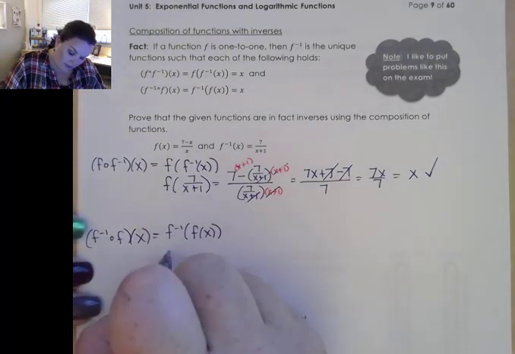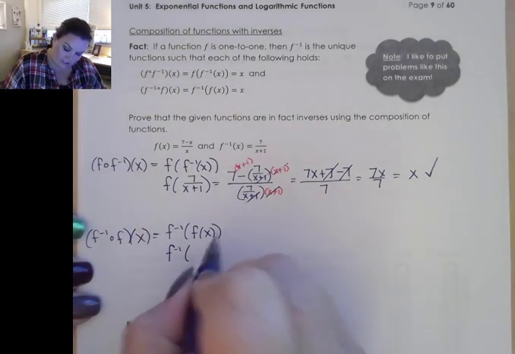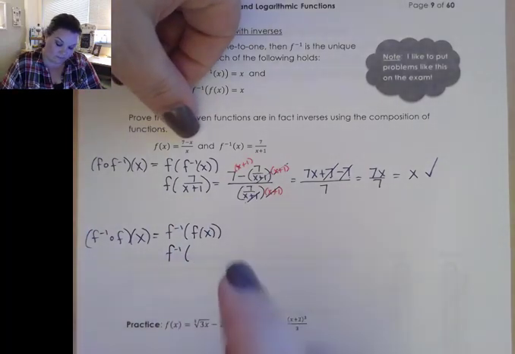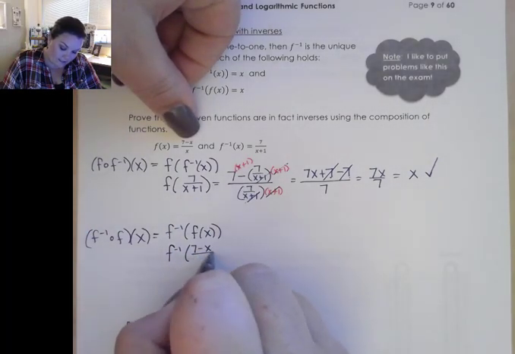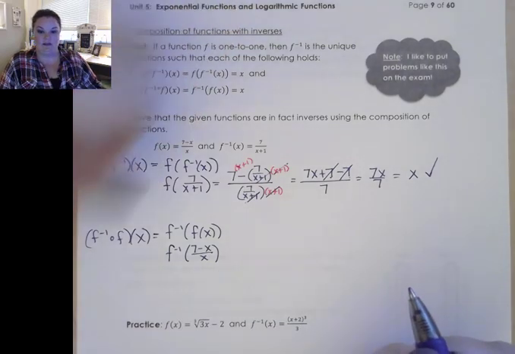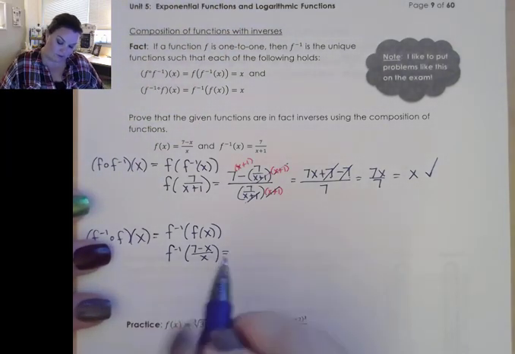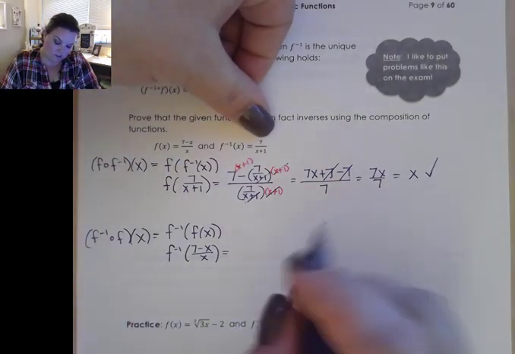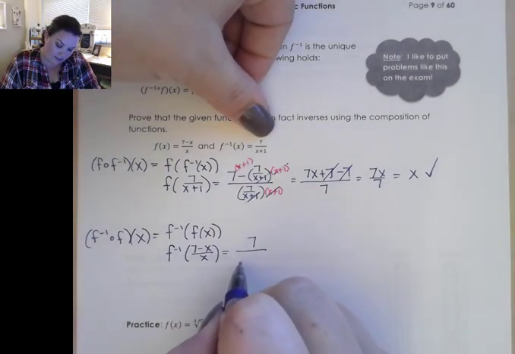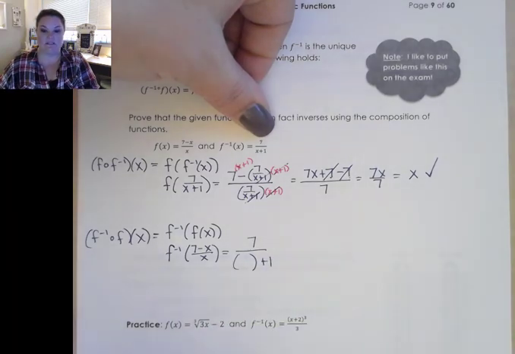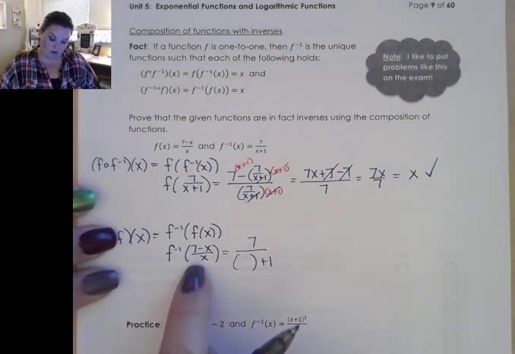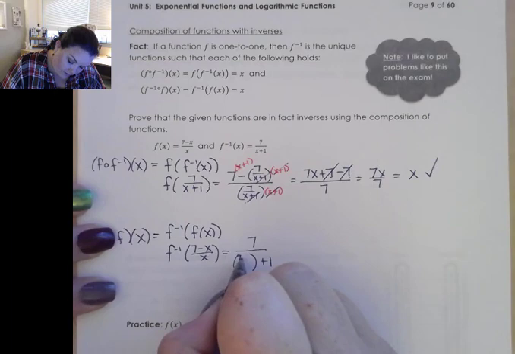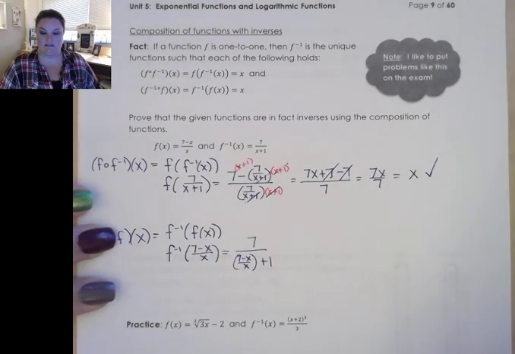So I'm going to go ahead and write what the original function is. The original function is 7 minus x over x, right? And that's what I want to put into my inverse. My inverse function says to do 7 divided by my input plus 1. And notice our input here is 7 minus x over x.